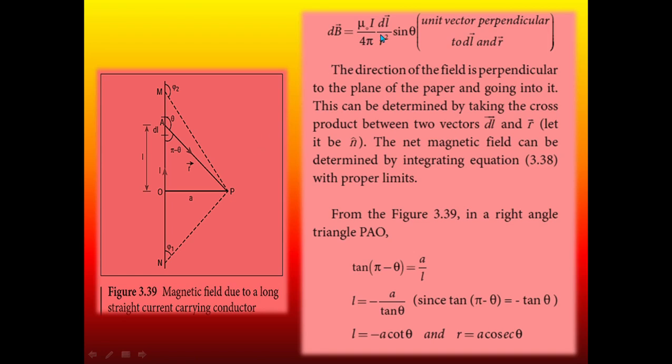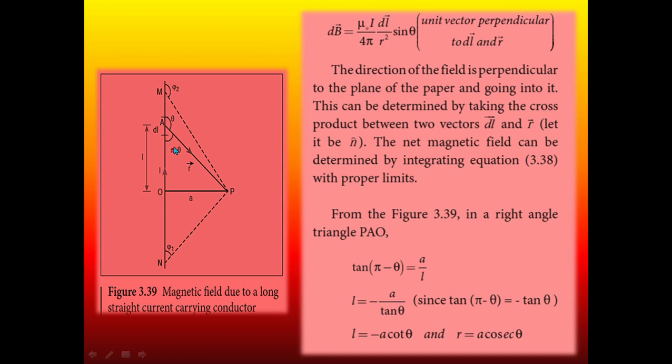Now, from the Biot-Savart law, dB vector is equal to mu naught I dl vector divided by 4 pi r square into sin theta into unit vector perpendicular to dl vector and r vector. Now the direction of the field is perpendicular to the plane of the paper and going into it. This can be determined by taking a cross product between the two vectors dl vector and r vector. Let it be n cap.